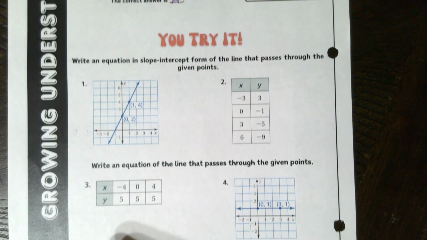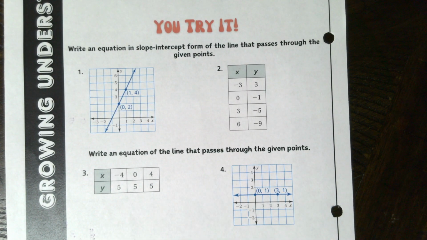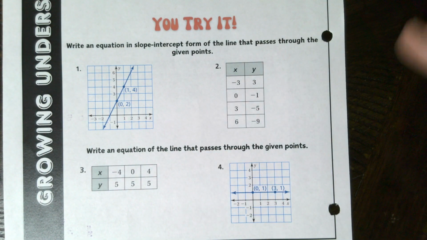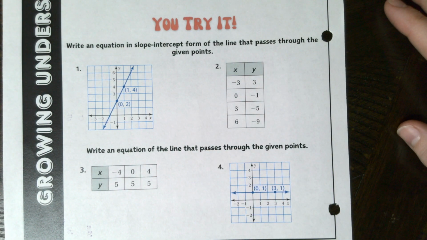So you're going to try a couple of them here. They're going to be a positive slope, a negative slope, a horizontal slope, and a vertical slope, or an undefined and a 0 slope. So they're 4 different types of problems. You need to write an equation in slope-intercept form of the line that passes through the given point. So make sure you're writing the equation. And I want you to show your work on these you try it so that I can make sure that you understand what you're doing, okay?